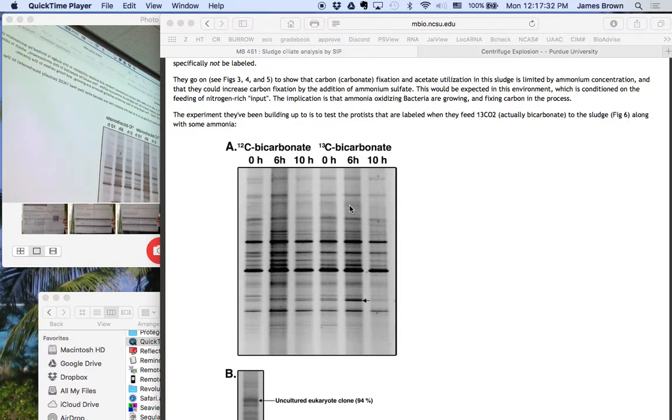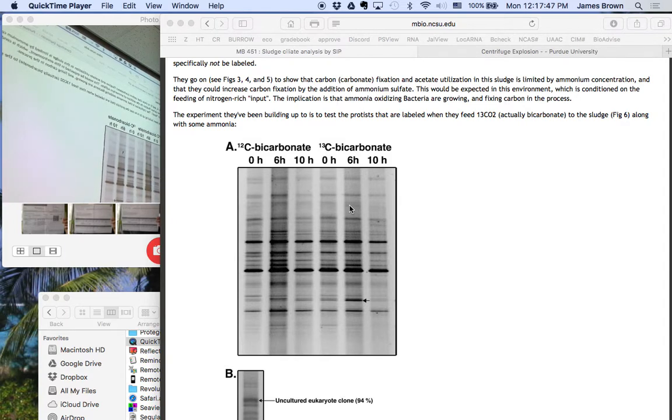0, 6, and 10 hours, there's no difference other than loading differences. 0, 6, and 10, and notice that at 6 hours, you get this band that appears when you add C13 bicarbonate. And then it goes away, presumably further up the food chain. So this looks real.